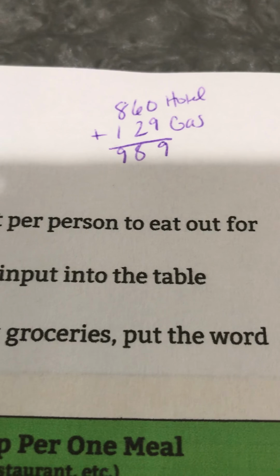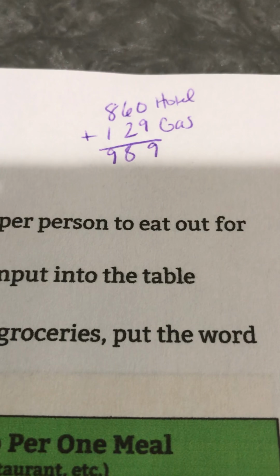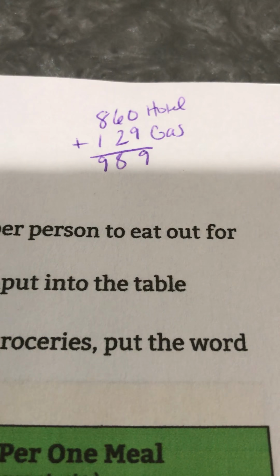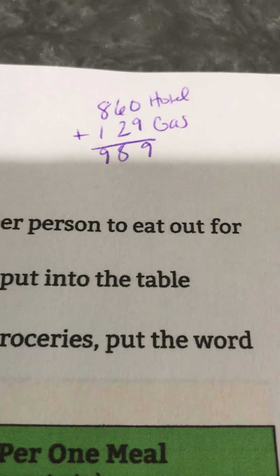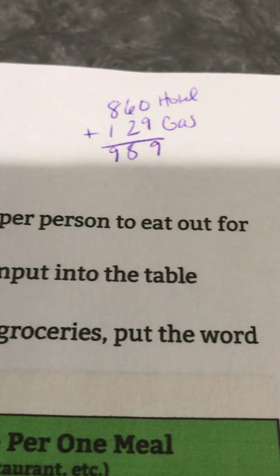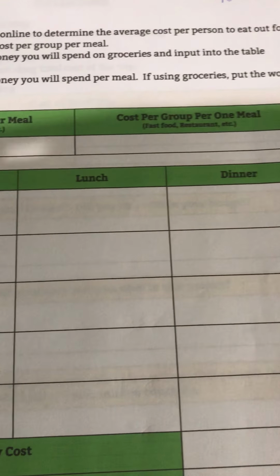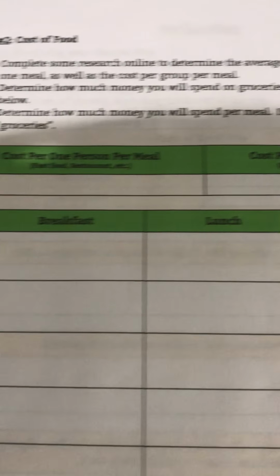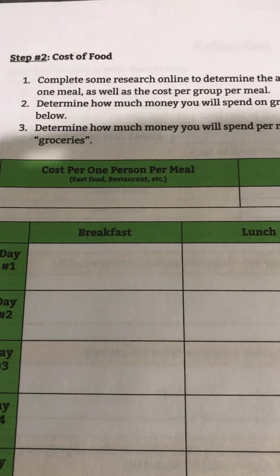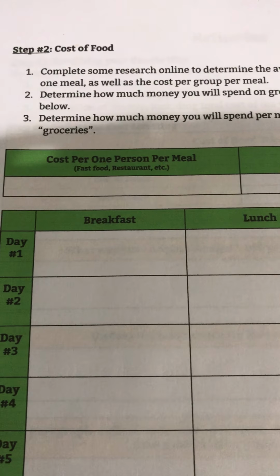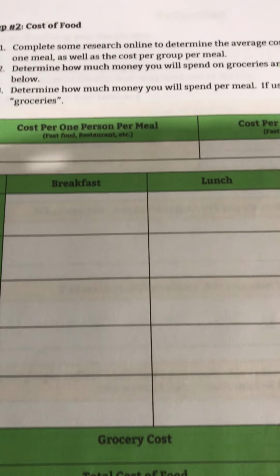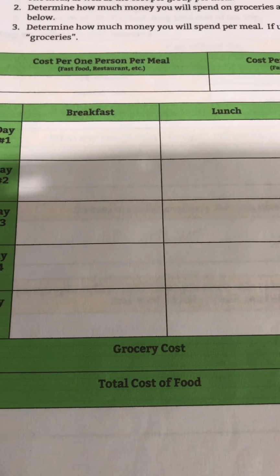So I've spent $860 on the hotel and $129 on gas. I also want to spend $500 as my budget on food. And I know that sounds like a lot of money. That's like $100 a day. But I am going to choose the most expensive restaurant in each city to eat at. And we'll see how close we can get to spending that $500.